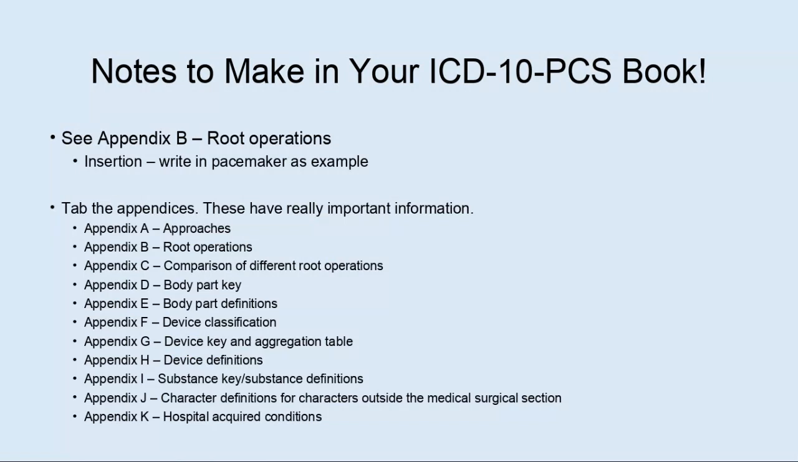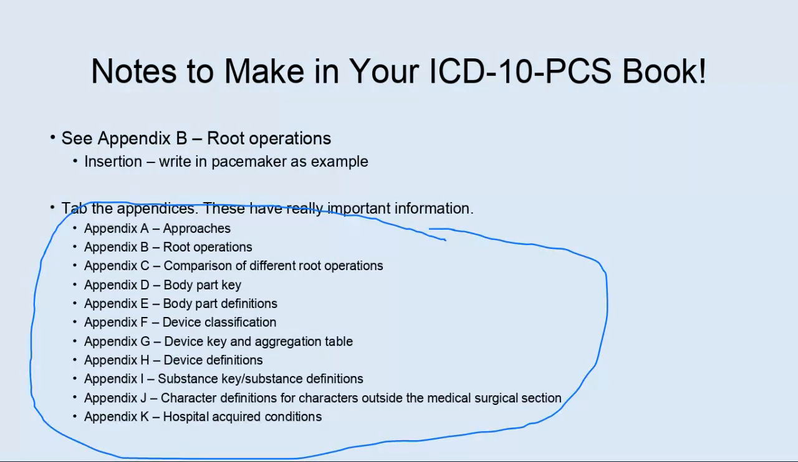Okay, what about in your PCS book? We didn't talk about all of these, but it's important to note the appendices. And lots of times in books, people don't pay any attention to the appendices, but for your coding books, particularly your PCS, it's really important, particularly this one, this one, this one, particularly those. But the rest of them may also be important depending on what you're doing and how complicated the op report is. So make a note. Remember that these appendices are there and make notes in them, okay?